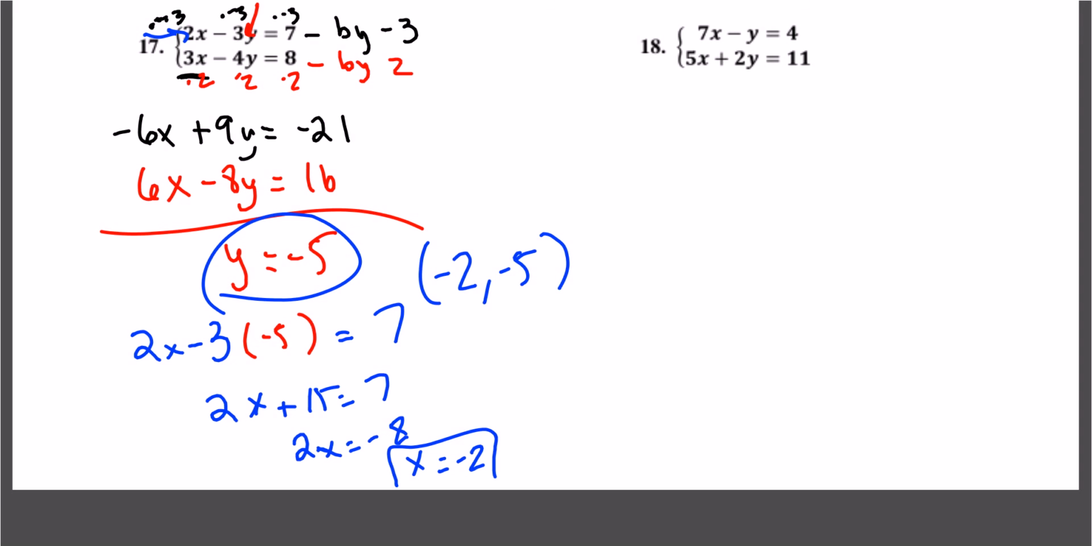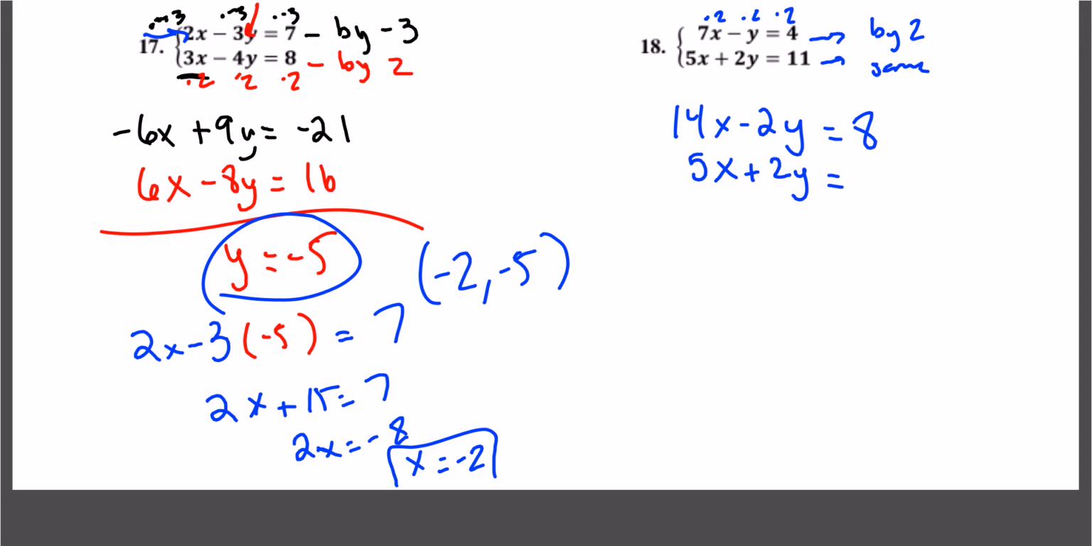Number 18 is actually back to an easier version because you don't have to multiply both equations. You could multiply the top and together the x's, but I'm just going to multiply by 2. I'm going to leave the bottom the same. So the top's going to become 14x minus 2y equals 8. And the bottom is going to stay 5x plus 2y equals 11. Now I'm going to add vertically. So we get 19x equals 19.